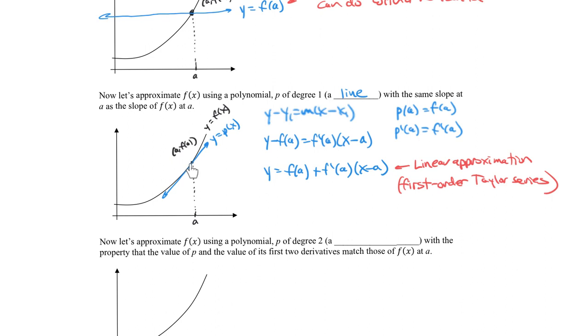So that would kind of cause this line to curve around, and sort of wrap around this function. So it'd be a better approximation yet. And we could do that if we had a second degree function, a quadratic. So let's take a look at that.